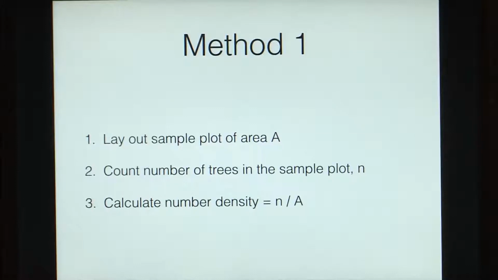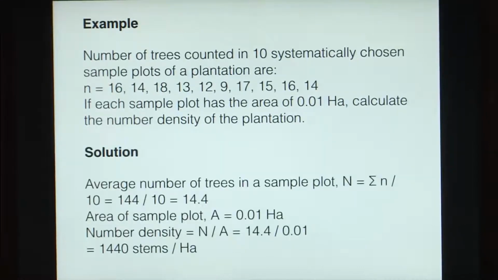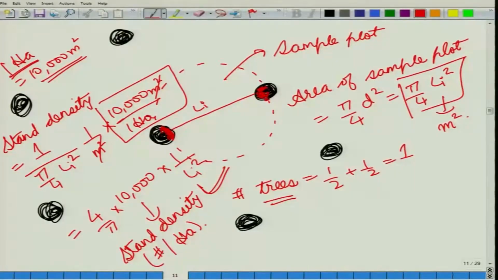Now, in this case the area of the sample plot should be in hectares to get a number density in number per unit hectare. We also looked at an example problem and how to solve it, and we also derived another equation for the second method. So, now coming to the tablet, here we derived that in the case of having two trees, this is our first tree and the second tree, and the nearest distance between both of these is given by Li. So, we have the stand density given by this equation, 4 by pi into 10,000 into 1 by Li square.